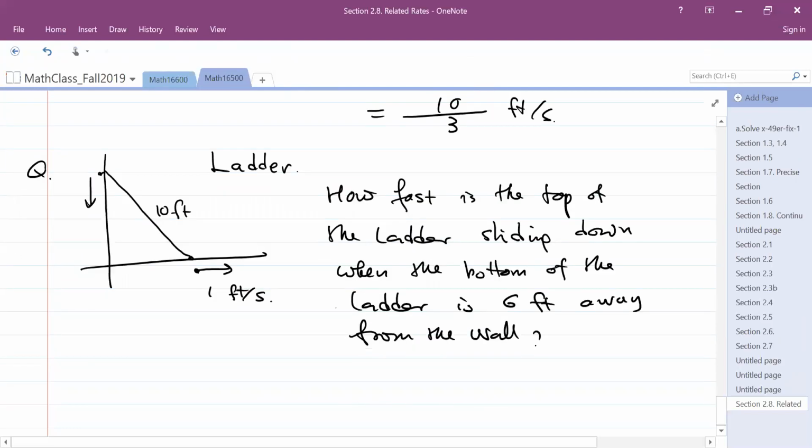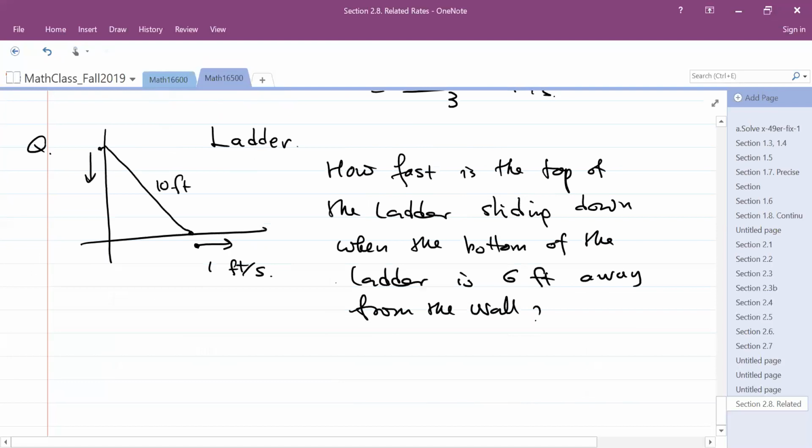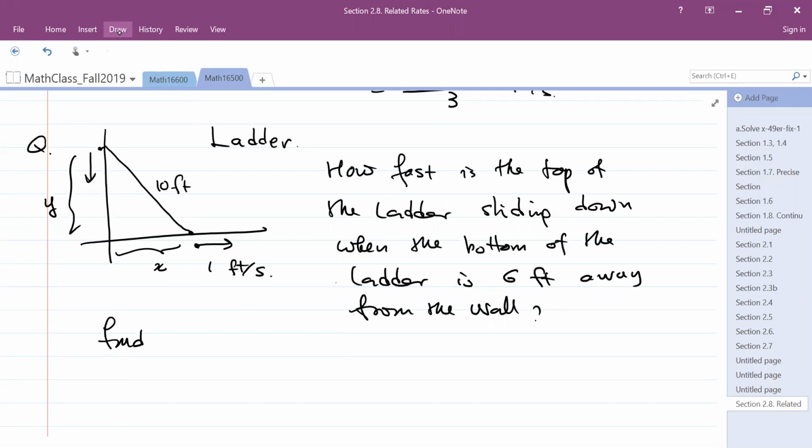Okay. So are you able to set up the equation? Let me give you a little bit of a hint here. This is x. This is y. We want to find out what we are given. Let me write down the given information first, okay? Then you do the rest of them.